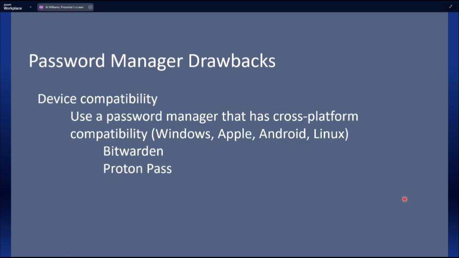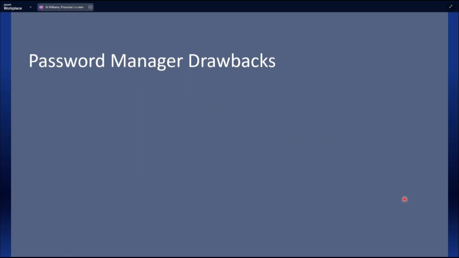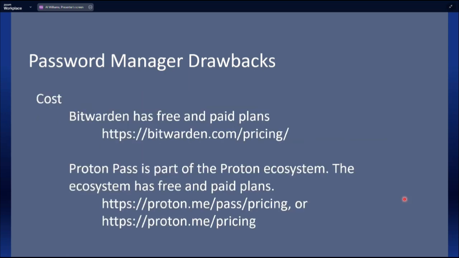So you do want cross-platform compatibility across Windows, Apple, Android, and Linux. And Bitwarden and Proton Pass do that. Bitwarden has free and paid plans. Proton Pass, as I indicated before, has free and paid plans. You can find out more about Bitwarden by going to the website that I've shown here, bitwarden.com/pricing. And then Proton has a pricing plan for all the apps, which is at /pricing. And if you want to know what the price is just for Proton Pass, you would go to proton.me/pass/pricing.